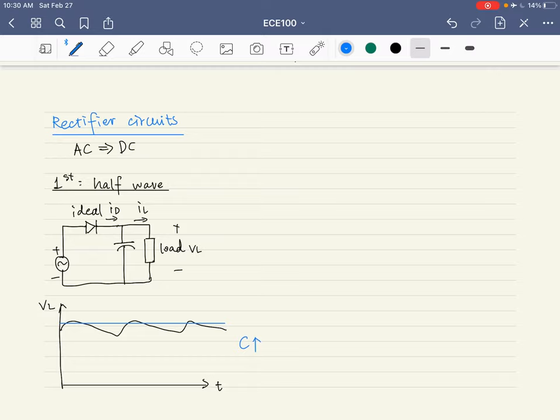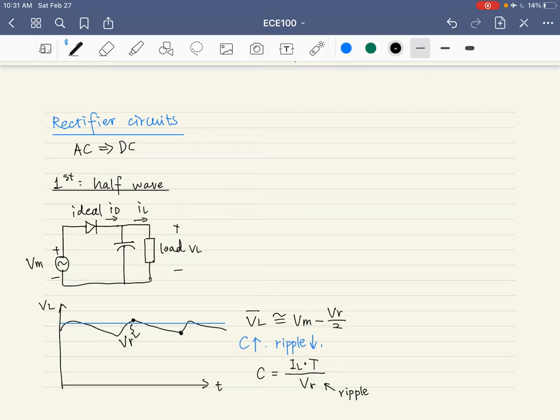When C increases, the ripple will drop. So we usually want to design a big enough capacitance. The equation you have already learned in the lecture is IL, the average load current, times T, equals C times VR. So VR is the ripple. It is the peak-to-peak variation in your VL waveform. Also, the average VL is approximated to VM minus VR over 2.